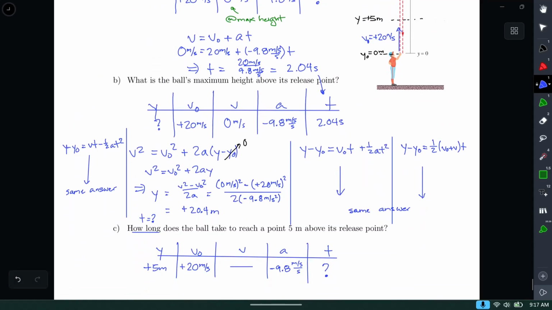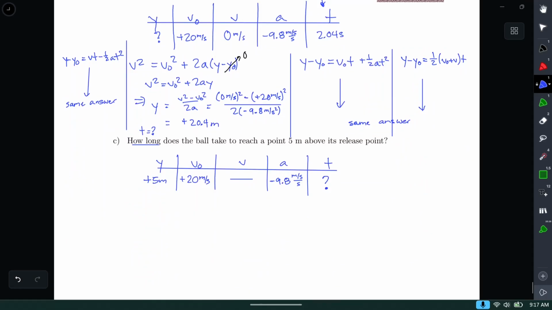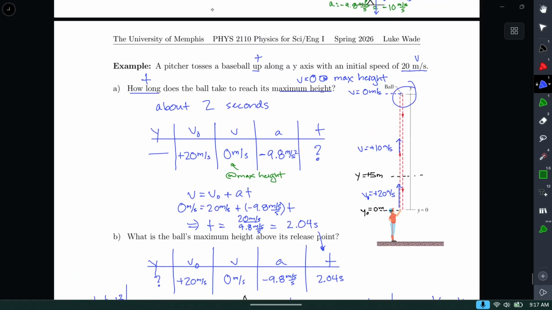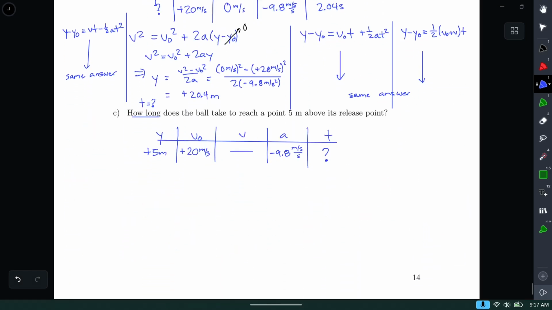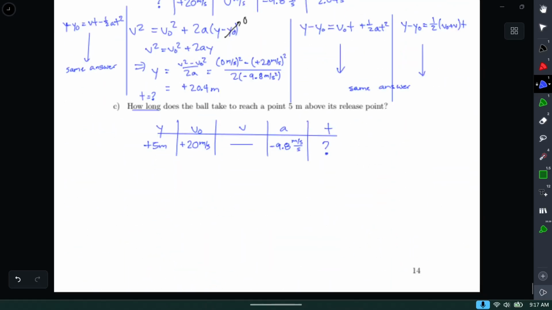It's not something we can put in our table, and that is something that can be messed up if you're not thinking about the situation you're analyzing. I no longer am looking at when the ball's up here, so I don't know anything about its velocity at that point. All right, which kinematic equation is going to help us with this? It's the one where we don't know final velocity, right? So this one right here, the middle one. That one shows up quite a lot, you've probably noticed. It's pretty useful.